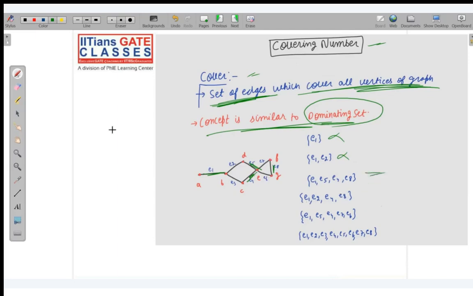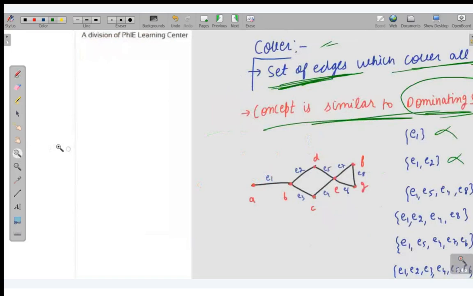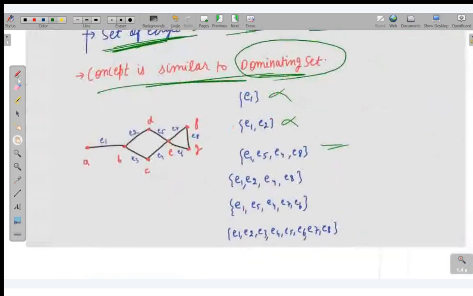E1, E2, E4, E8. Let me take it bigger now. Now it is good. E1, E2, E4, E8. Yes. E1 is covering A and B. E2 is covering D, C and E, F and G. Yes, everything is covered. No problem. E1, E5, E4, E7, E6. Yes, no problem.